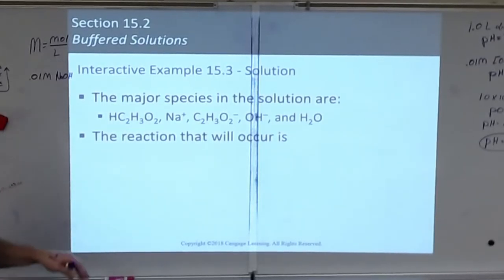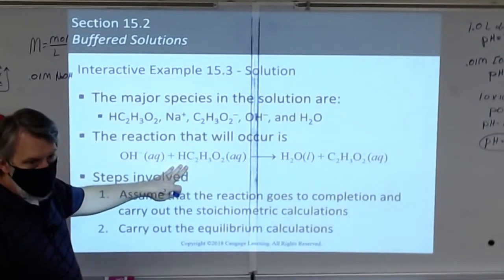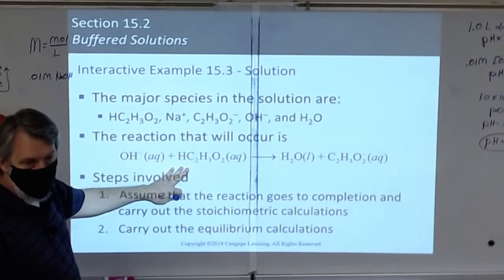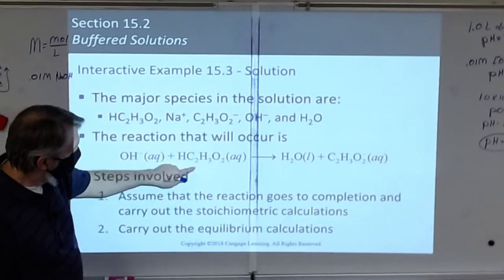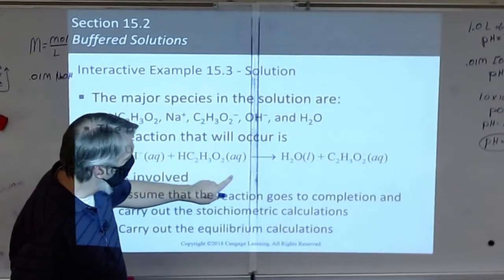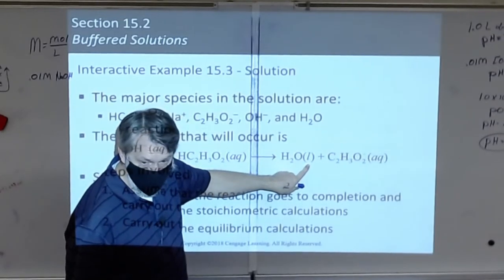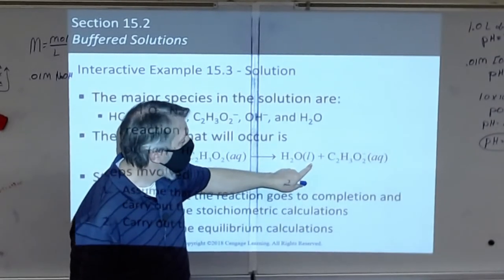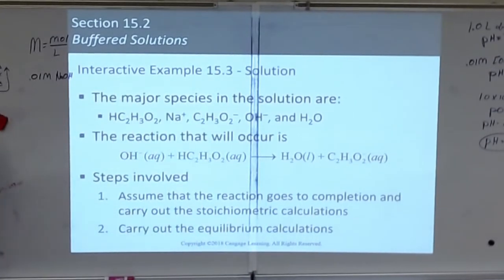Okay, so here's my reaction. I've got my hydroxides going to react with a certain amount of acetic acid. This is going to be a neutralization reaction. Notice this hydrogen's still attached. It's going to make water as a liquid, which means we're going to ignore it. And then I'm going to have acetate, aqueous acetate. We okay so far? This is the reaction that I'm actually looking at.